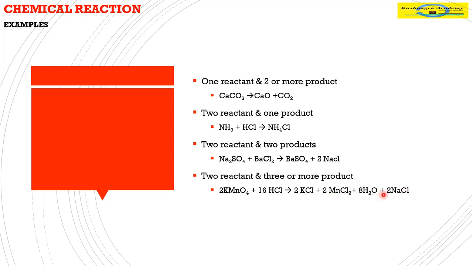1, 2, 3, 4. So, the reactions may be of different types: maybe 1 reactant and 2 products, 2 reactants and 1 product, 2 reactants and 2 products, and 2 reactants and 3 or more than 3 products. So these are the examples of the various types of chemical reactions.